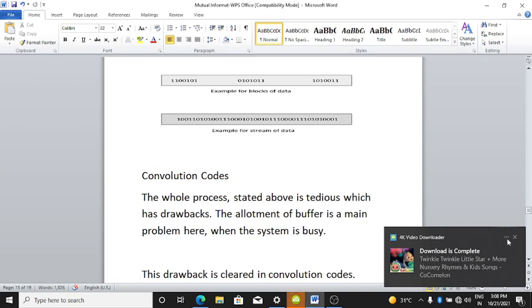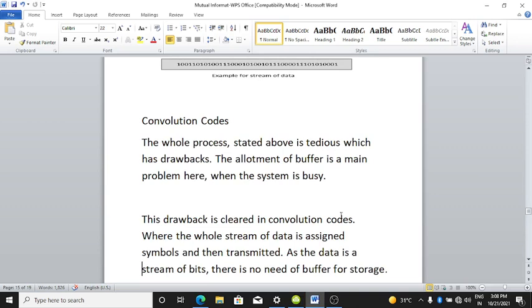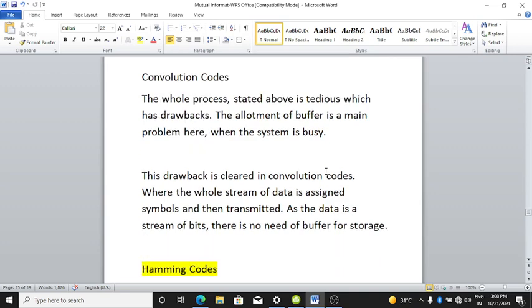Next is convolution code. The whole process stated above is tedious, which has drawbacks. The allotment of buffer is the main problem here when the system is busy. This drawback is cleared in convolution codes where the whole stream of data is assigned to the system and then transmitted. As the data is a stream of bits, there is no need of a buffer for storage.